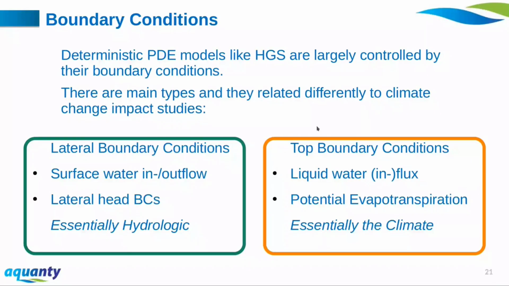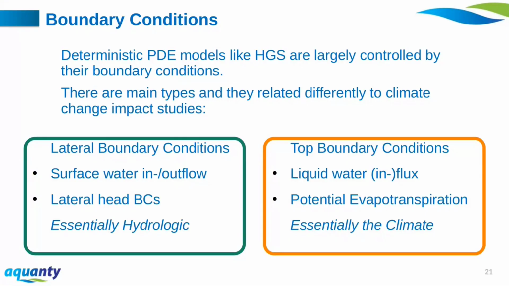Boundary conditions. HydroGeoSphere is essentially a deterministic PDE model, right? So it solves the Richards equation. That means it is primarily determined by boundary conditions and also initial conditions to an extent if you're running a time-dependent simulation. But boundary conditions are really important for HydroGeoSphere. There are essentially two types of boundary conditions. There are lateral boundary conditions, which are mainly hydrological.